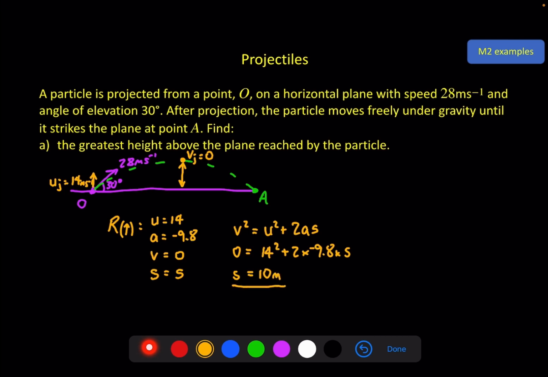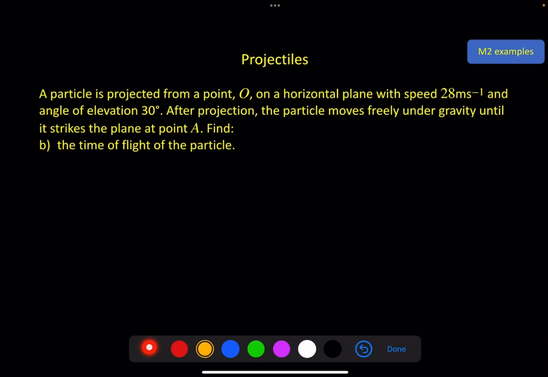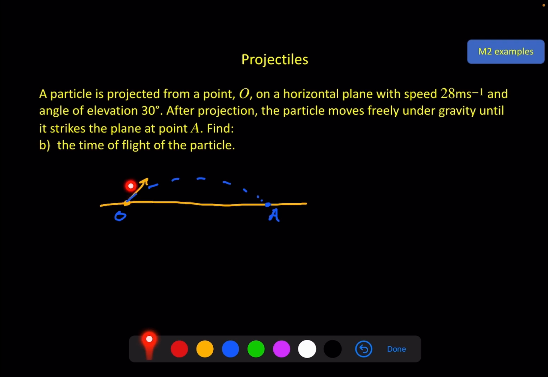Part B, we need to find the time of flight of the particle. So here's our horizontal plane again. We're starting here, projected, same as before, trajectory down to point A, and same as before, we only need to consider the vertical motion here, because if we want the time of flight, how long does it take to go up and back down, even though it's moving horizontally as well? That's all about the vertical motion.